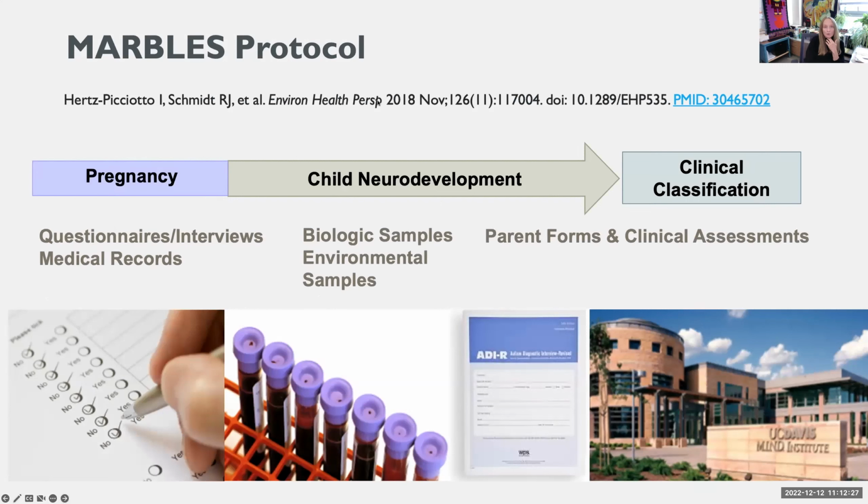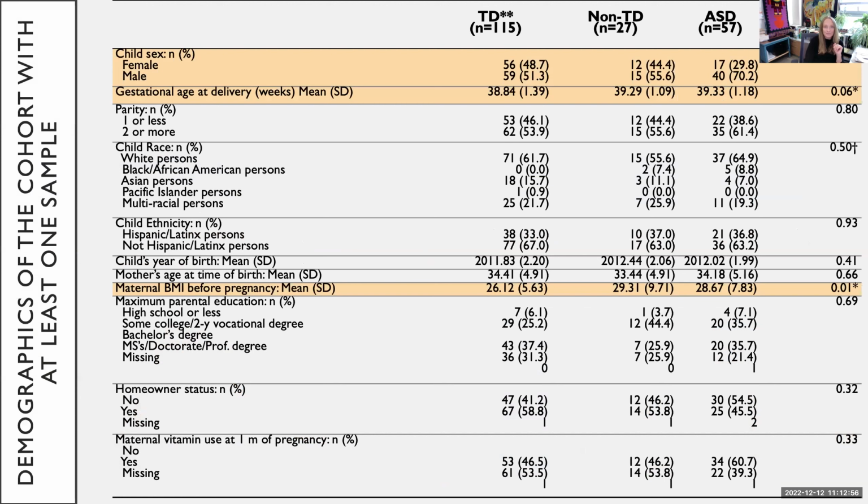The MARBLE protocol we published before. Essentially, during the pregnancy, we give the mother questionnaires, interviews, and medical records. When the child is born, we take biological samples. We also take biological samples during pregnancy, as well as environmental samples. And then finally, at 36 months, we do parent polls and clinical assessments for diagnosis of autism, anxiety, and so on.